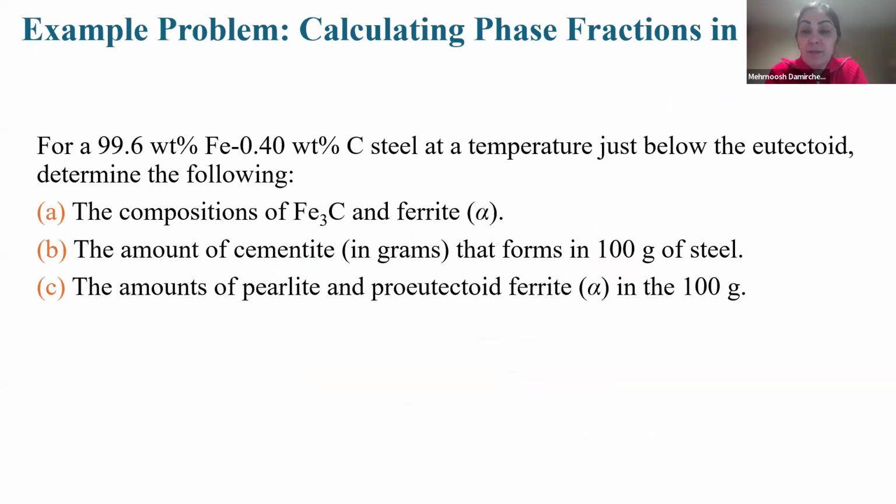Example: we have 99.6 weight percent iron, 0.4 weight percent carbon steel at a temperature just below eutectoid. Determine the following. A, the compositions of the cementite and ferrite, meaning C. B, the amount of the cementite in grams that forms in 100 grams of steel. C, the amounts of the perlite and proeutectoid ferrite alpha in 100 grams.